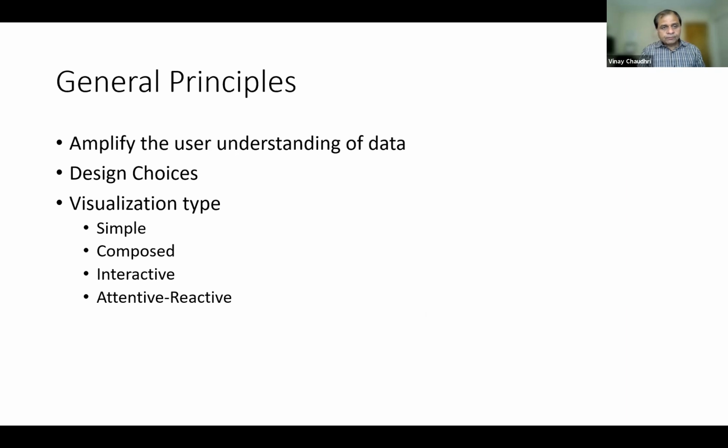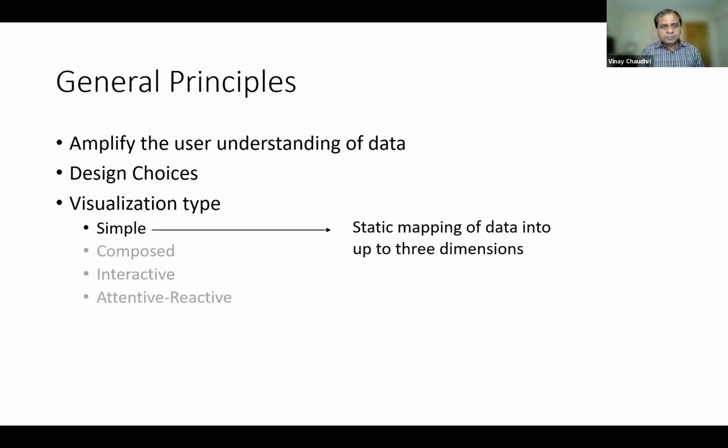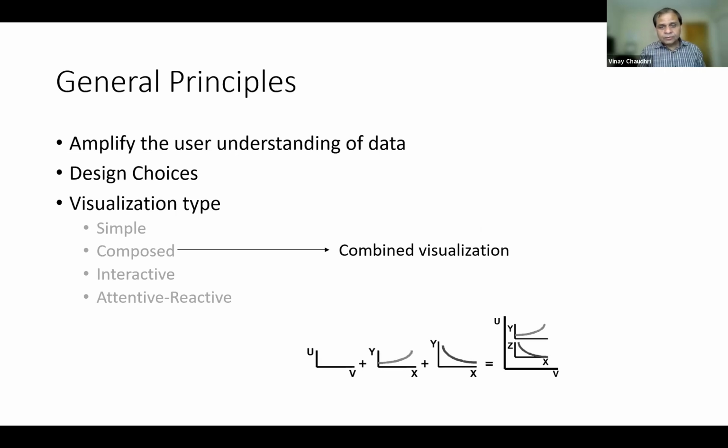Visualizations themselves can be of 4 different types. We can have simple visualization, which is a straightforward static mapping of data into up to 3 dimensions. So why 3? Cognitive studies have shown that we are able to focus our attention effectively on only 3 things. And that's why usually we don't show information in more than 3 dimensions. But we can compose our visualizations. So we could have 2 or 3 separate visualizations, and we can combine them and layer them on top of each other to create a combined visualization.